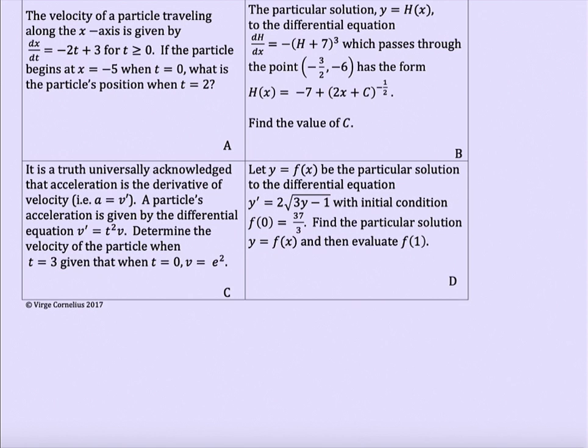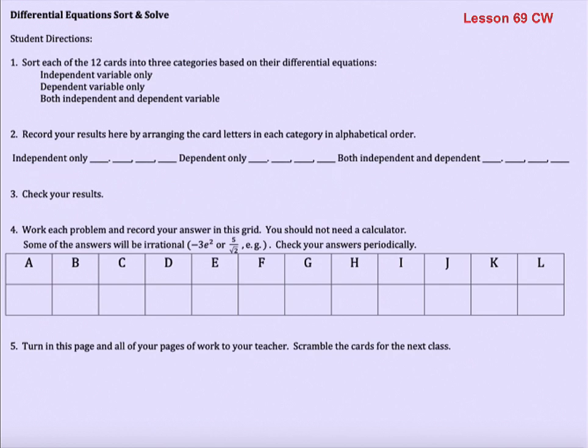And notice how each question is lettered in the corner. The first thing you have to do is, for each one of those 12 questions, decide which of these 3 categories it fits into. Is the differential equation using only the independent variable, only the dependent variable, or both of them? If we look at question A, we'll do that one together and you'll see what we mean.